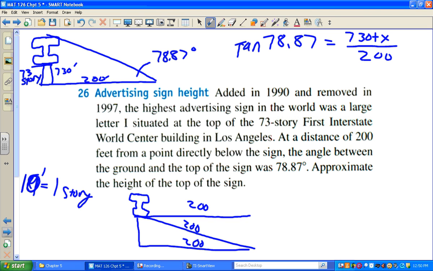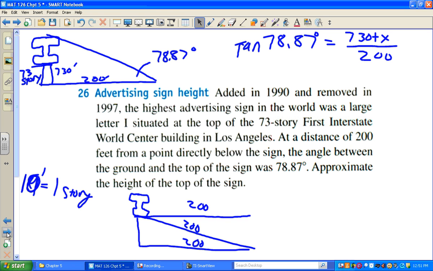What's that between 70 and 87? A decimal point? Wait, what is it? 70, 40, 70. Oh, okay. Oh, because the whole leg is 730 plus x, and the x is the height of the sign. Okay? Why is it over? Oh, God, never mind. Opposite over adjacent.